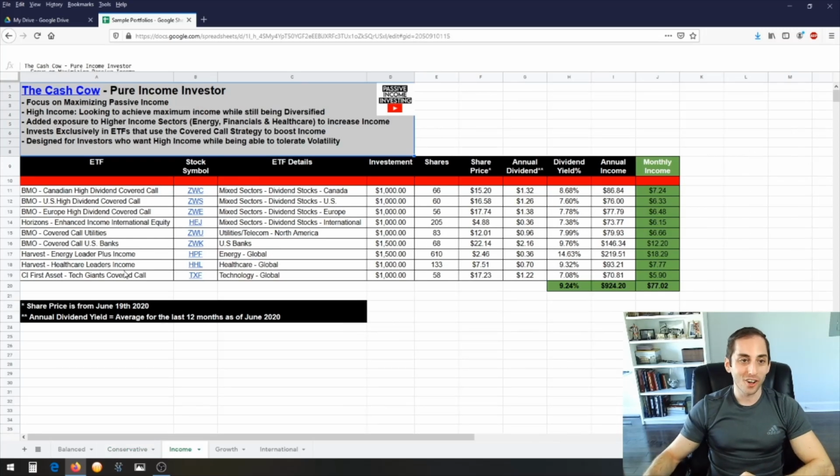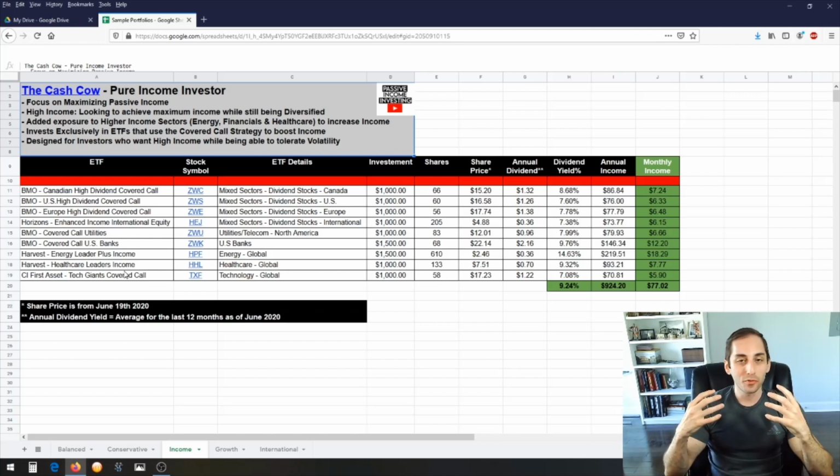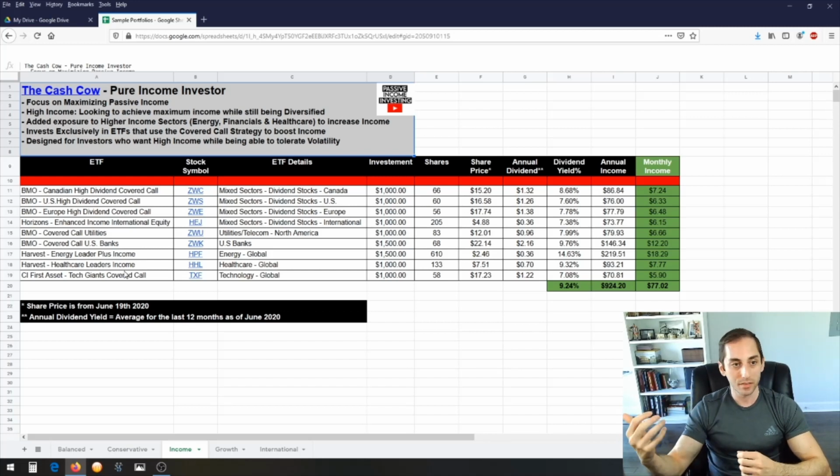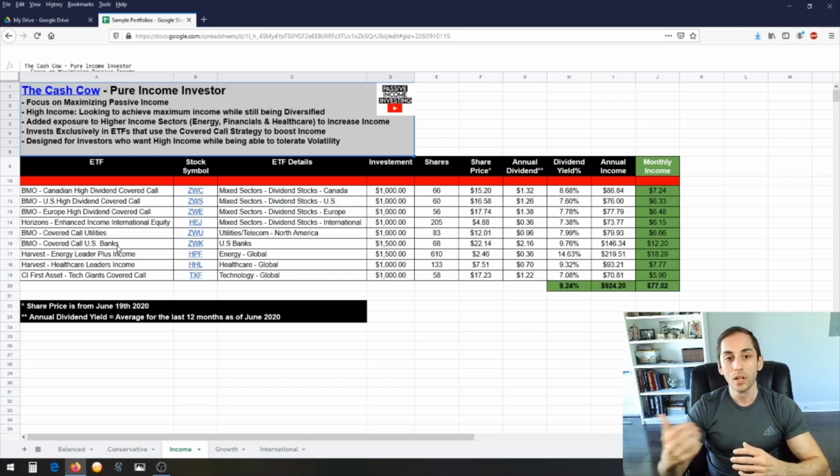So the third profile is called the cash cow, or the pure income investor profile. This is definitely my favorite one because it describes me to a T. So with this profile, we're focusing on maximizing passive income. It's high income. You're looking to achieve the maximum income while still being diversified. So you will have some added exposure to higher income sectors like energy, financials, and healthcare. This invests exclusively in ETFs that use a covered call strategy, because covered call ETFs simply boost the income. So this is really designed for investors who want high income while being able to tolerate some volatility in the market.